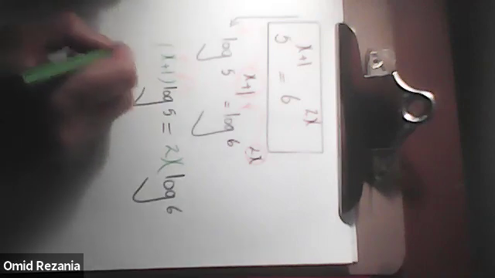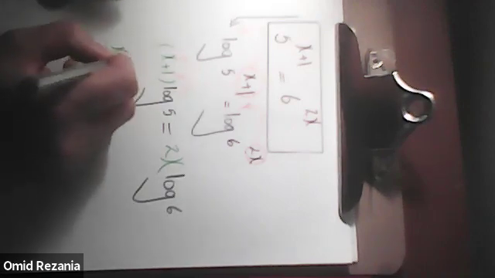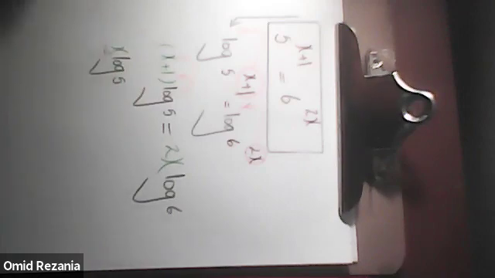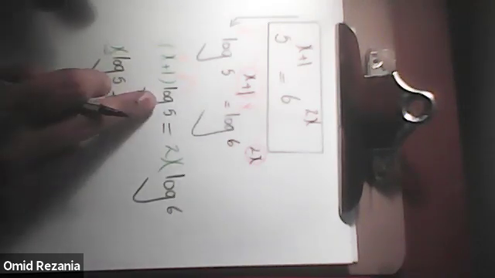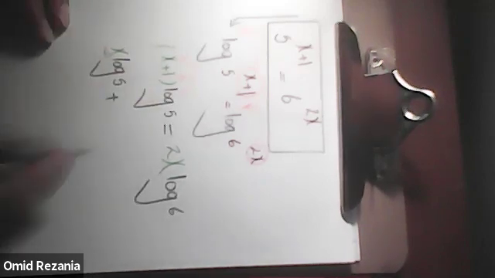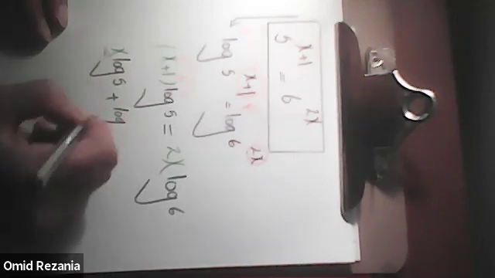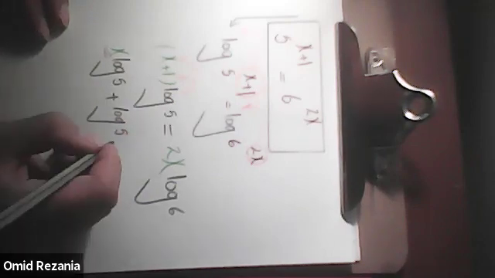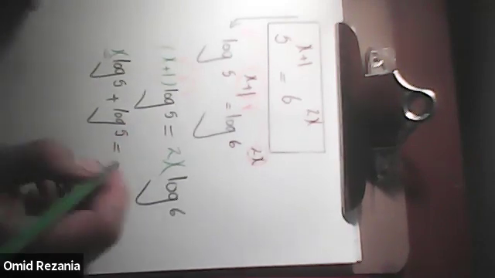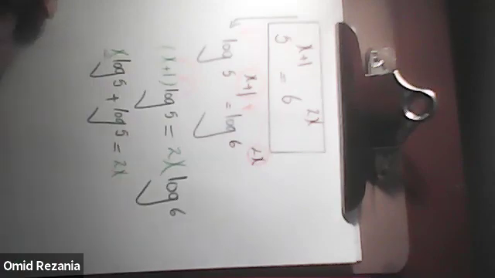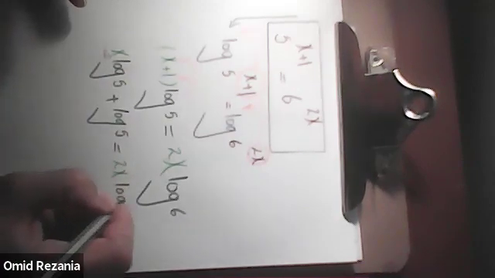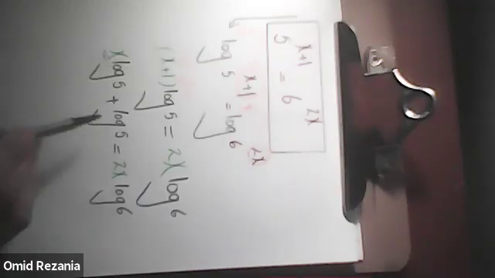I say x log of 5 plus log of 5 times 1 becomes how much? Log 5 equals 2x log 6. Okay. I know that log 5 is a known quantity. That's right.